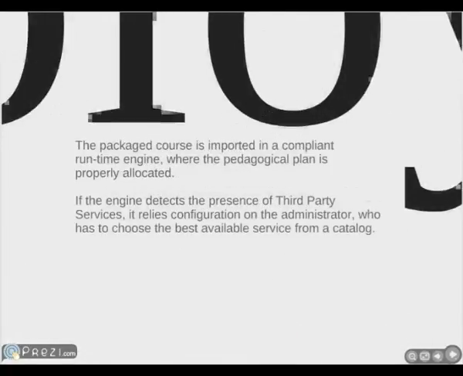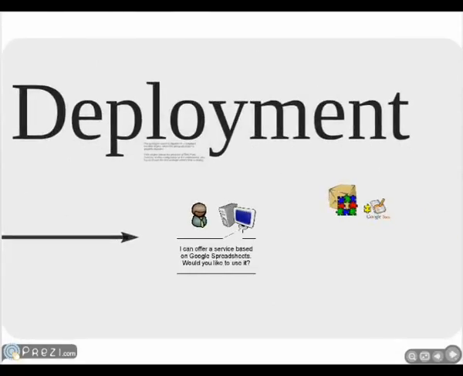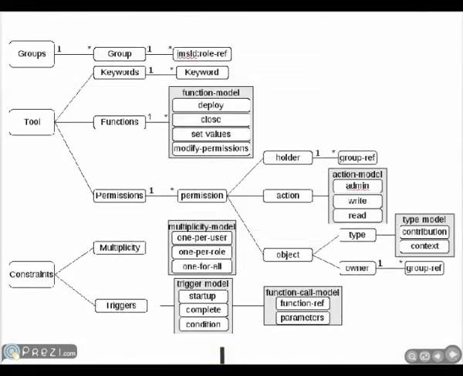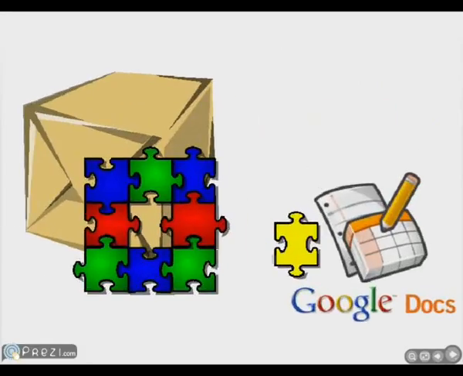Deployment is the next step in the course lifecycle. At deployment, all the required resources are allocated in the actual delivery scenario. If the system detects a service description, it builds a list of suggested services and offers them to the administrator. Then, the administrator chooses the service that best matches the course purposes.